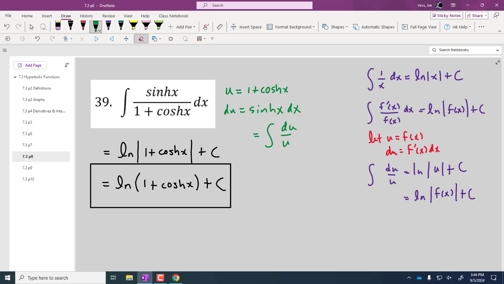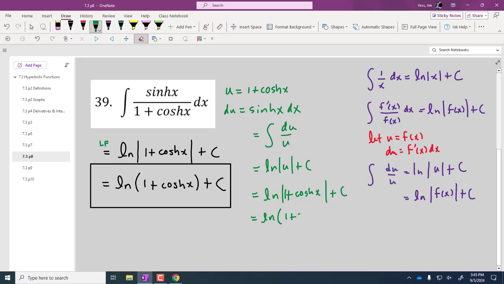How do we annotate that we know it's log? You can just say that it's log form. A lot of times people will just put an LF or something, and then you point out that it's in log form. And then this becomes natural log, absolute value of u, and then you back substitute. And then you say to yourself, oh, cosh is always positive, so you don't need the absolute values. You can leave them though, it doesn't matter.